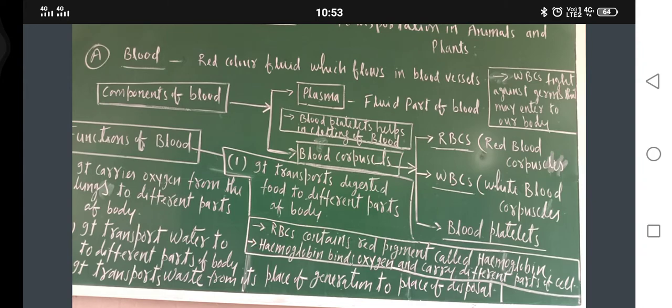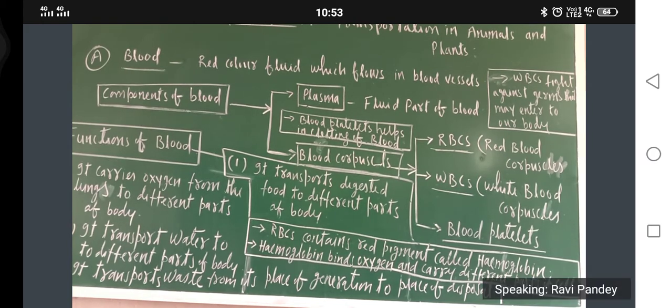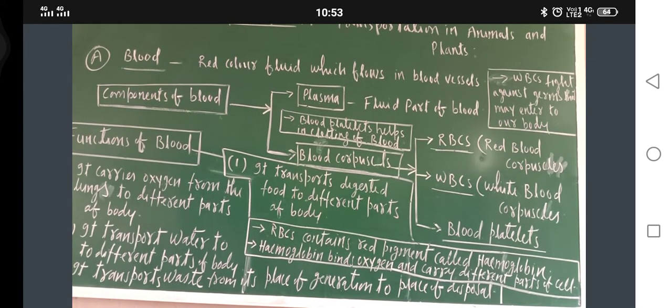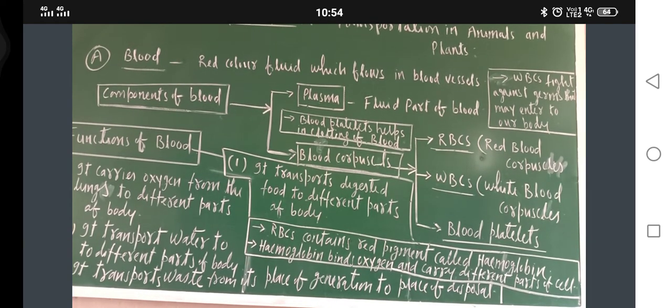What is the function of WBC? WBC fight against germs that may enter our body. So white blood cells, they are the bodyguard of our body. Whenever unwanted germs, virus, bacteria enter our body, they fight. Okay? Am I audible? Okay? That is why they are called the bodyguard of our body.